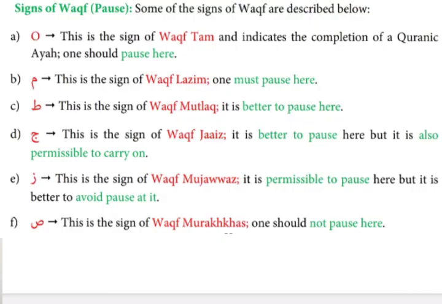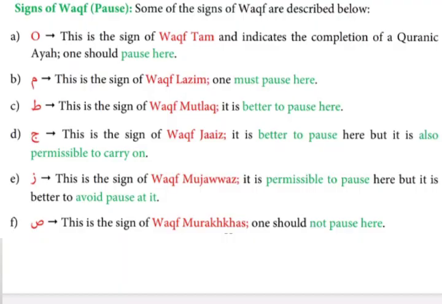Next. Jim. This is the sign of waqf jaiz. It is better to pause here, but it is also permissible to carry on. Sometimes a small jim is written as a sign of waqf in the Holy Quran. When you see a small jim, it is better to pause here, it is better to do waqf here, but you can also carry on. You can also read without doing waqf. It is permissible for you.